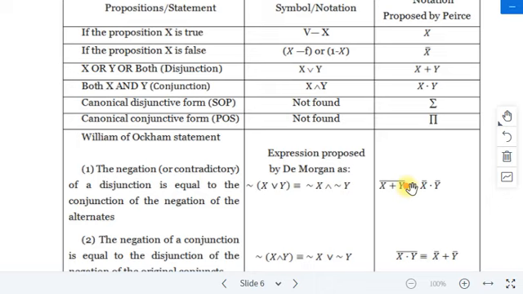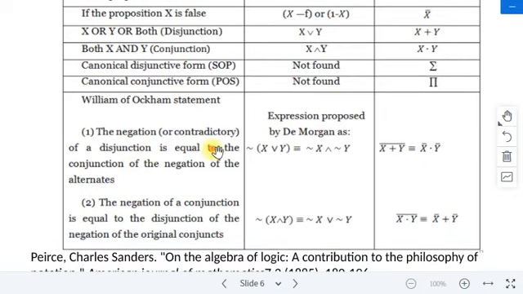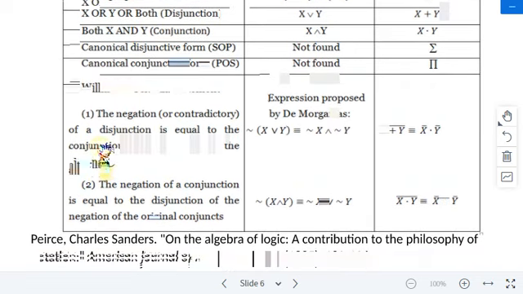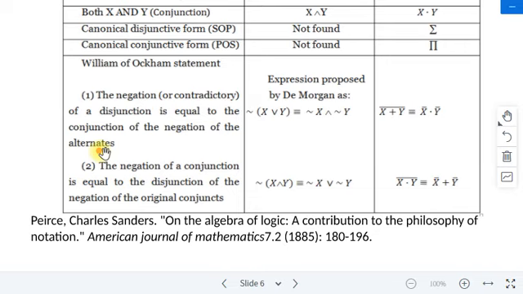Now the William of Ockham statement is that the negation or contradictory of a disjunction is equal to the conjunction of the negation of the alternates. So look at this statement. It is like De Morgan's law. So the negation or contradictory of a disjunction is equal to the conjunction of the negation of the alternates.